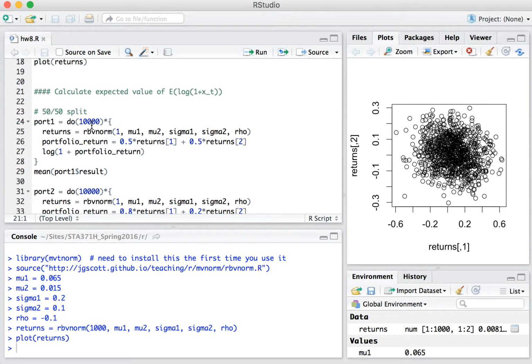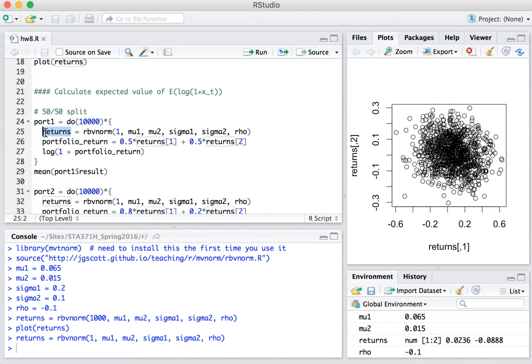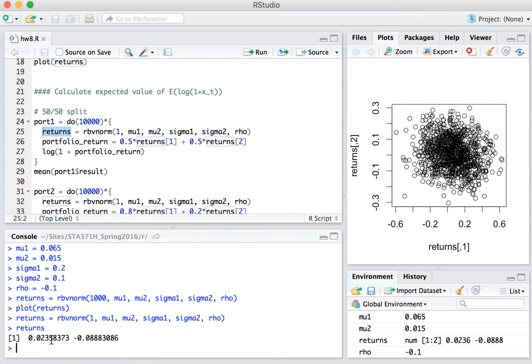So here I'm going to simulate 10,000 sets of returns, and this is not actually building a portfolio that grows over time. I'm just calculating that expected value purely by Monte Carlo simulation. So every time I pass through the do loop here, and I'm doing these 10,000 times, I simulate a set of returns from the bivariate normal, just one. Okay, so if I execute line 25 there, what do I get? In this particular simulation, I got up 2.3% for stocks and down minus 8% for bonds.